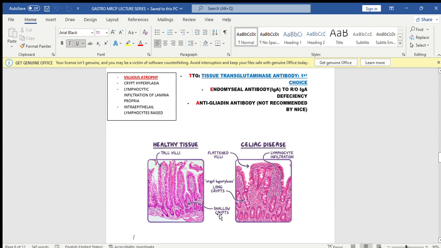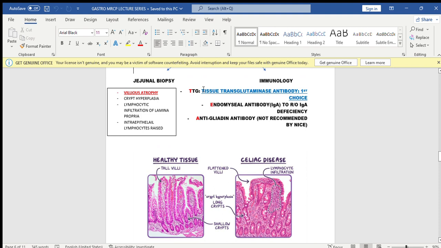And look at the crypts over here. The crypts are shallow, and the crypts over here are long and heightened. So we have crypt hyperplasia. Basically, the crypts are becoming longer. And from the above, we know that there is infiltration of the lamina propria by lymphocytes or T cells. Right? So as a result of that, the intraepithelial lymphocytes will be raised.